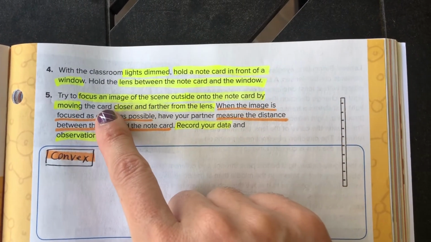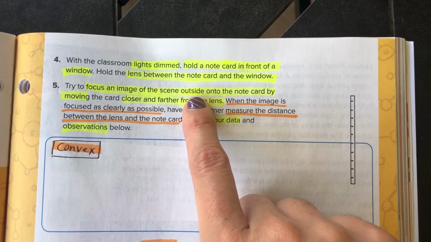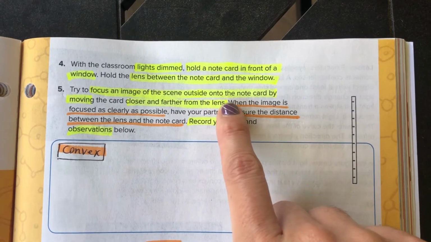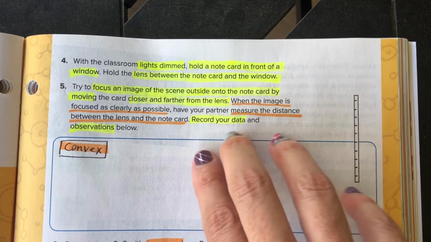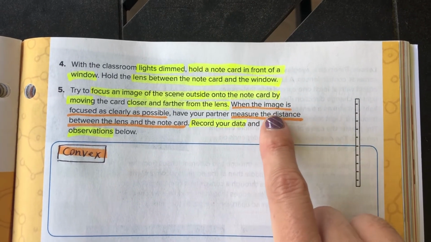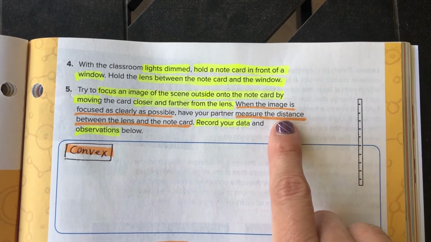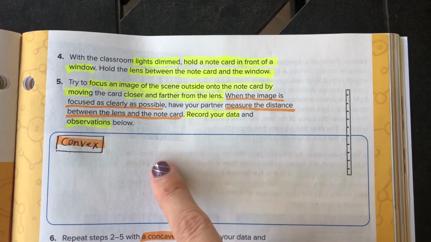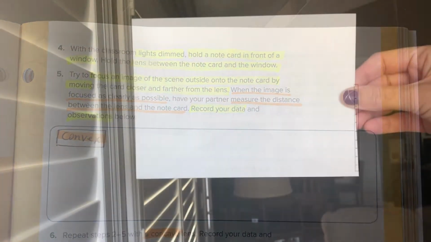Now I'm gonna actually try and focus an image of my scene outside. It's gonna be my front yard and my neighbor's house across the street and some trees out front onto the card by moving closer and farther away, the lens and the card. I'm gonna try and move those. So when the image is focused as nearly as possible, I am gonna measure that distance between the lens and the note card, and I'm gonna record that data right here, okay? And once again, this is for convex lenses. All right, I'm using my convex lens here.